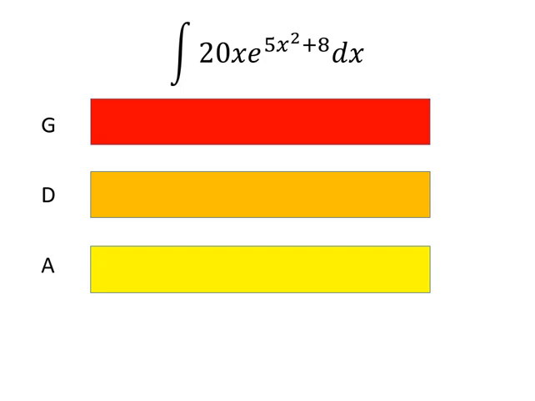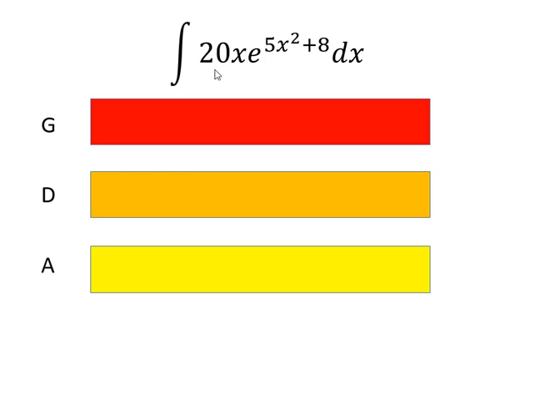This first one, we've got e to the power of 5x squared plus 8 multiplied by 20x. Important to note here that here is our inside function, 5x squared plus 8. When you differentiate that, you get 10x, I hope you'll agree. And out here we've got some multiple of 10x. In fact, we've got two lots of it. So we have indeed got the derivative of the inside function, or a multiple of the derivative outside. So we can use GDA.